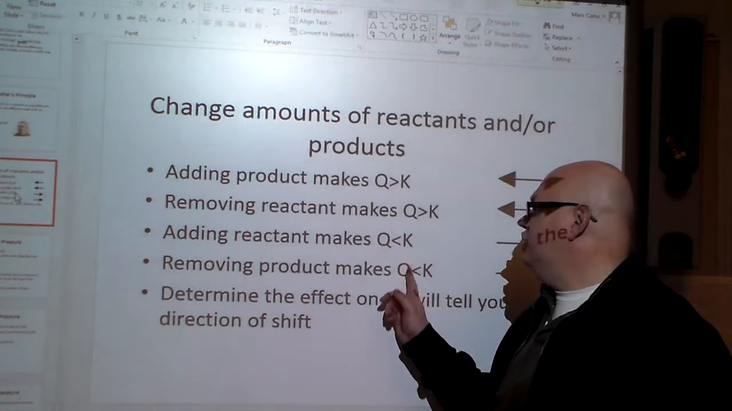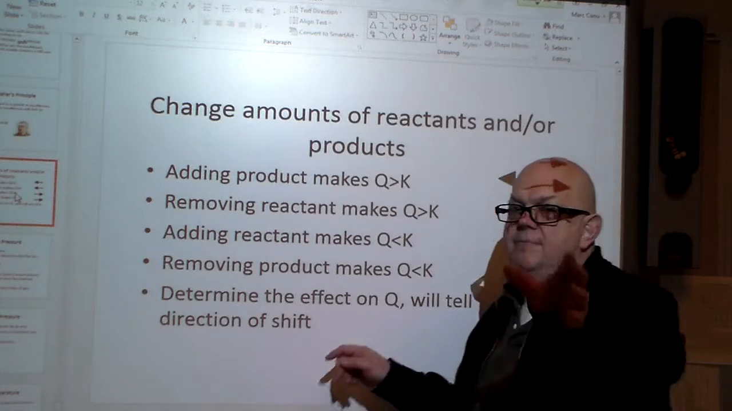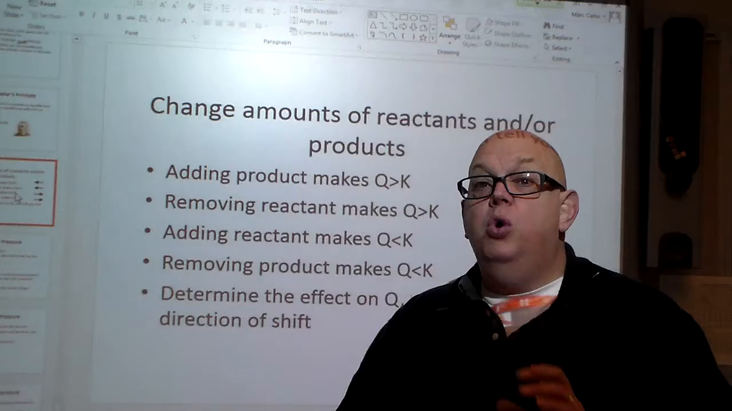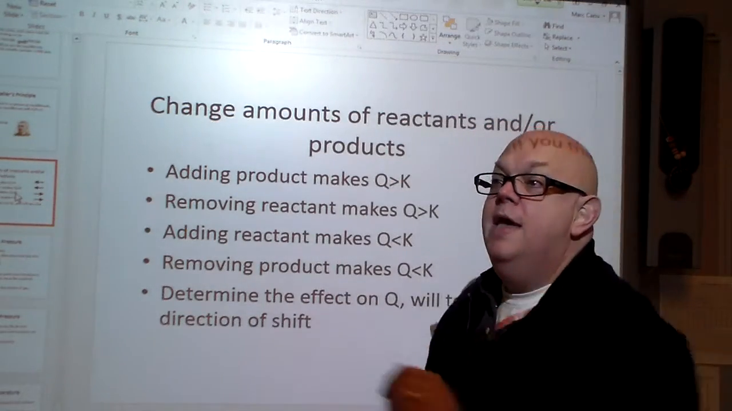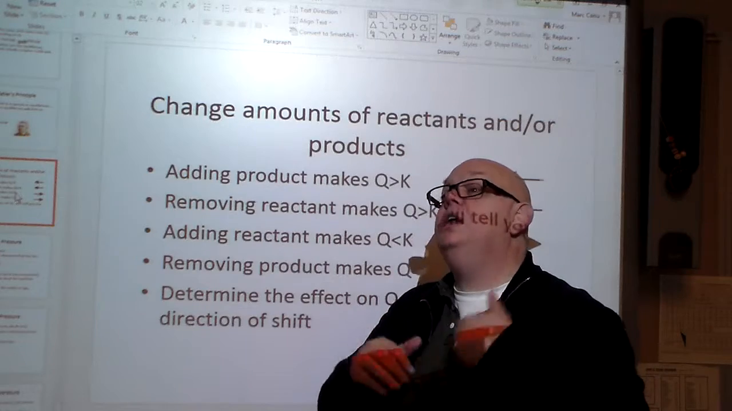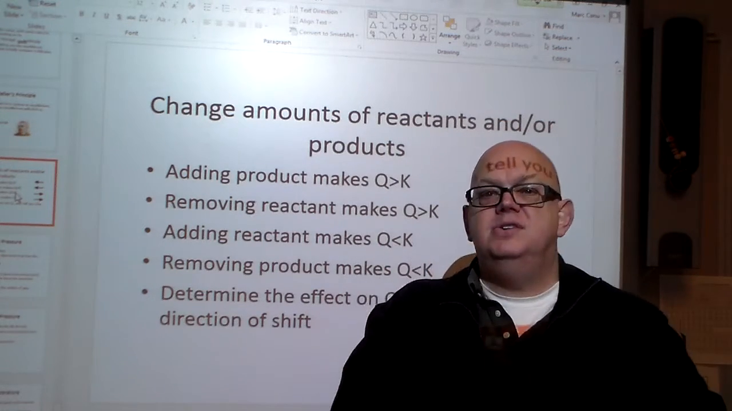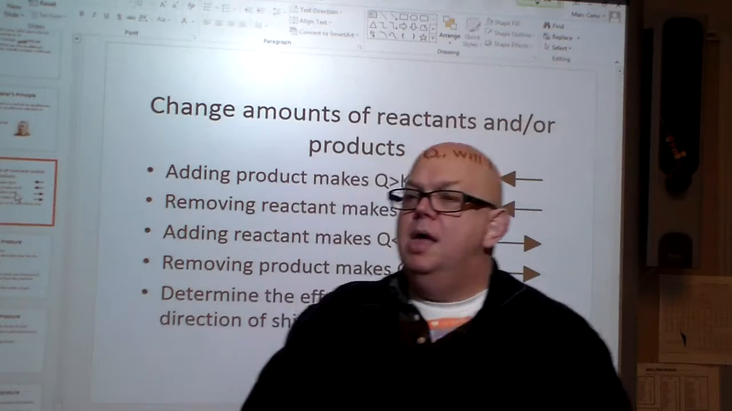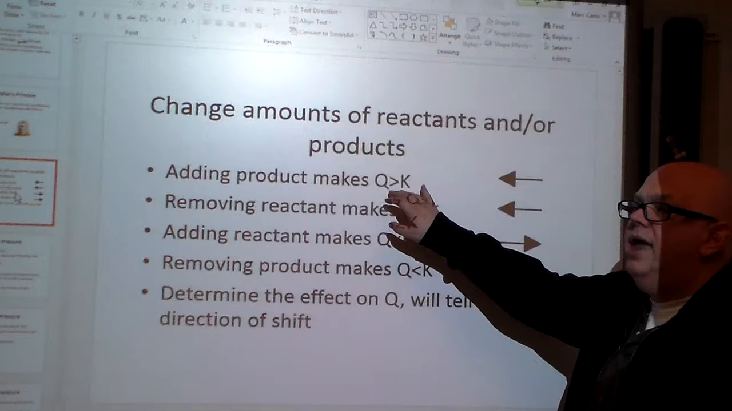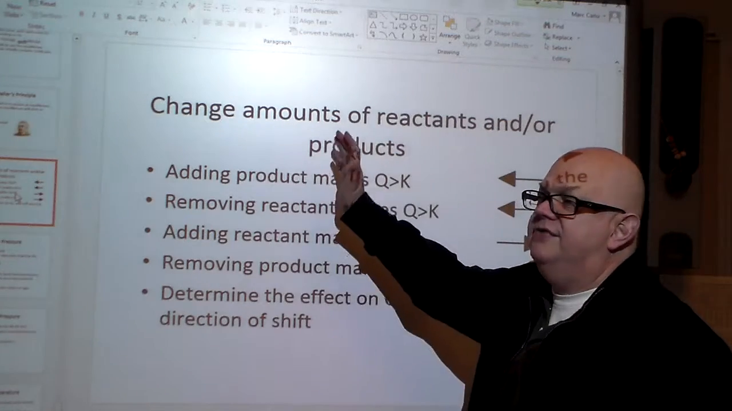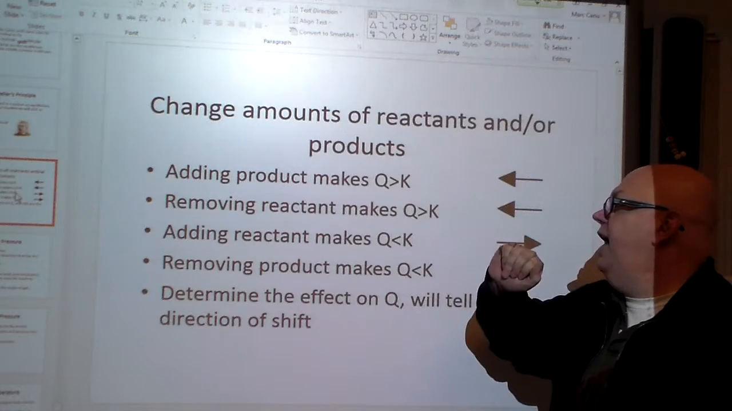So look at the direction where the Q, if it's greater than K or less than K. Because remember, if Q, which is our equilibrium right now, at this moment, if we compare it to K, our equilibrium constant, if it's the same, then the system's at equilibrium. But if Q is greater than K, then it must shift to the left to make more reactant. Less product, more reactant.